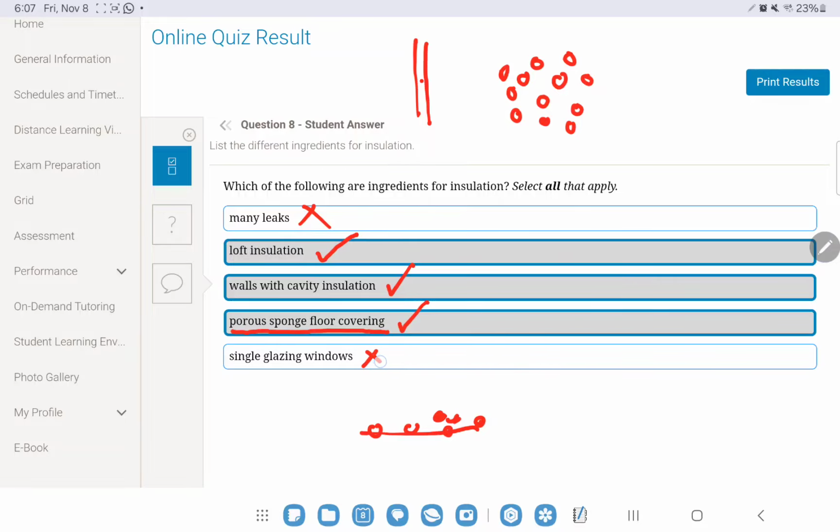Single glazing windows, definitely not, because double glazing windows have the same principle as the vacuum. Single glazing is just going to give you all of the temperature straight, and trust me, it's not fun.